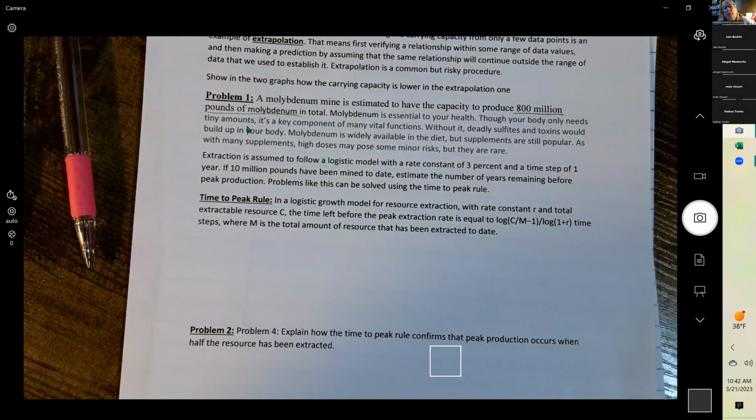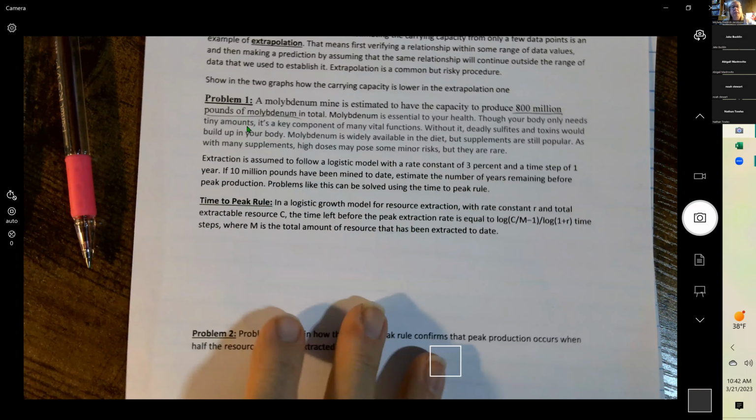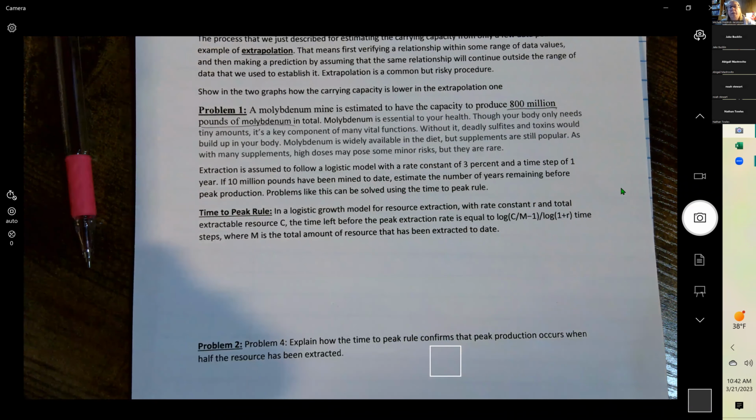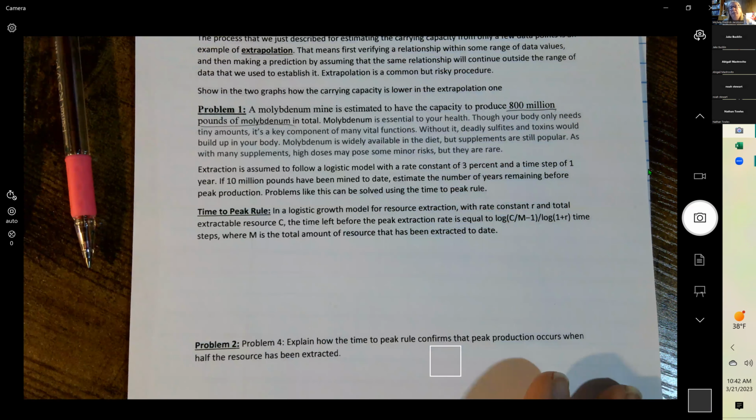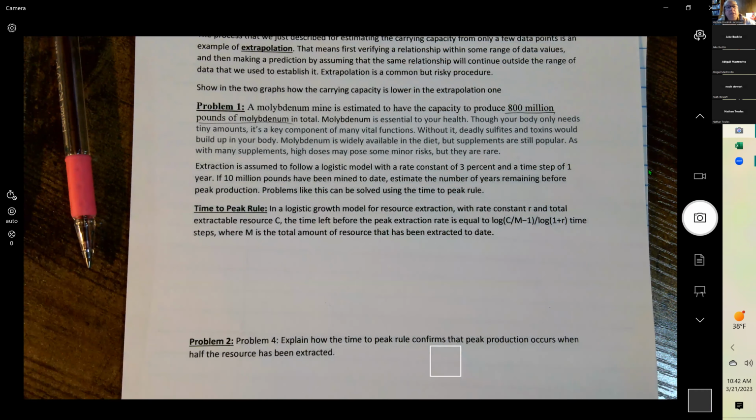Molybdenum is essential to your health. Though your body only needs a tiny amount, it's a key component in many vital functions. Without it, deadly sulfites and toxins would build up in your body. Molybdenum is widely available in the diet, but supplements are still popular. As with many supplements, high doses may pose some minor risks, but they're rare.